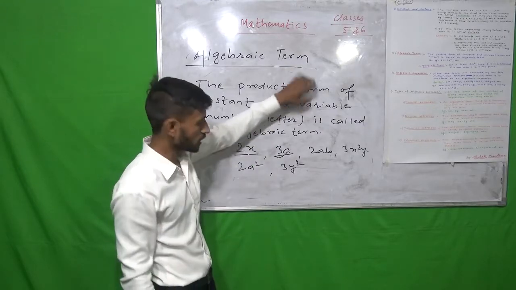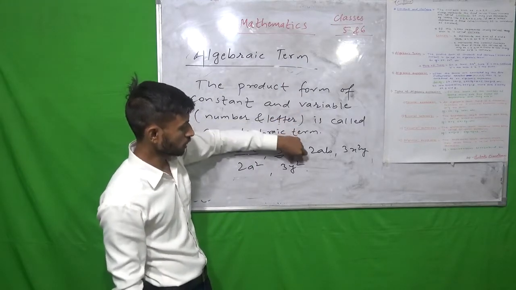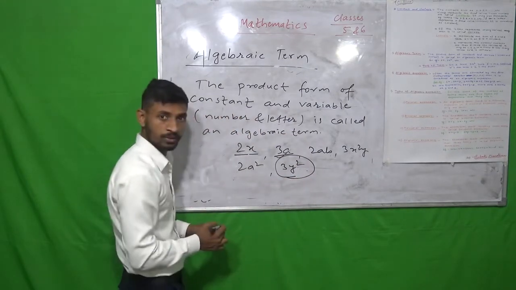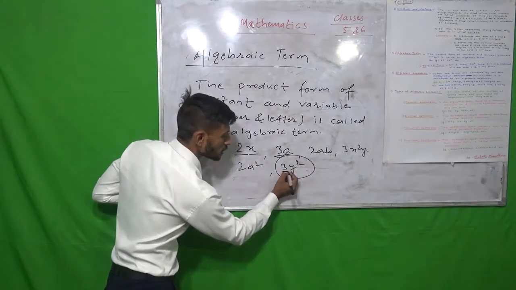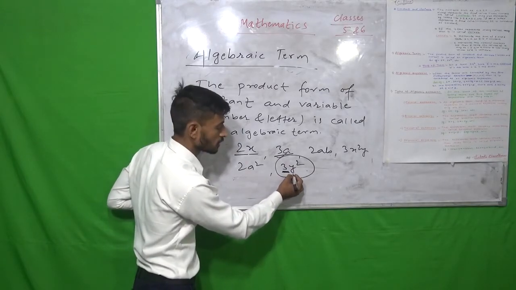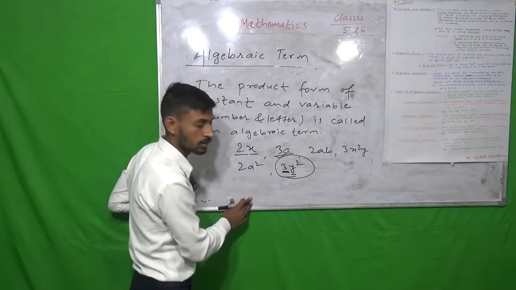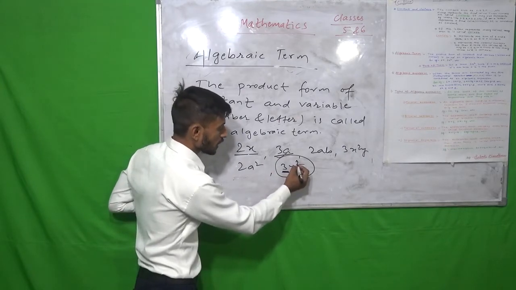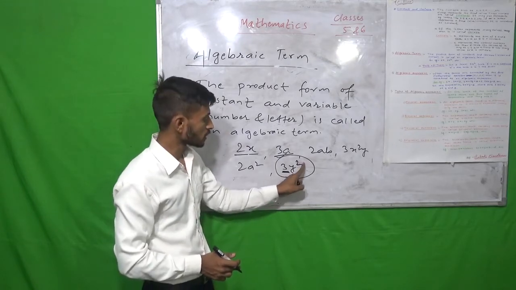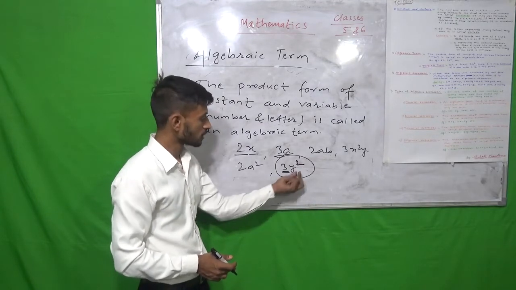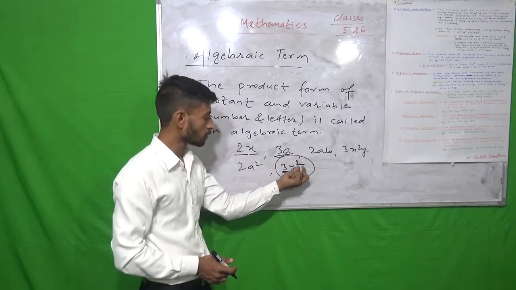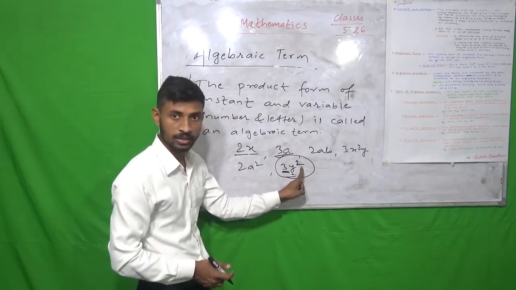Here in a term there is a letter, a number, sometimes a power also. So in an algebraic term there is a number. This number is called the coefficient of y. This y is called the base, and the number at the right to the top of the base is called its power. This number is at the right of the base at the top, so this number is power here.